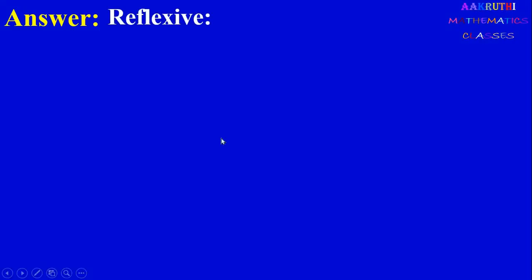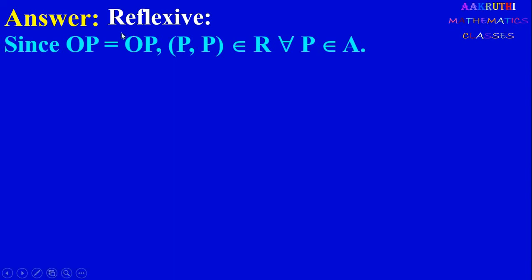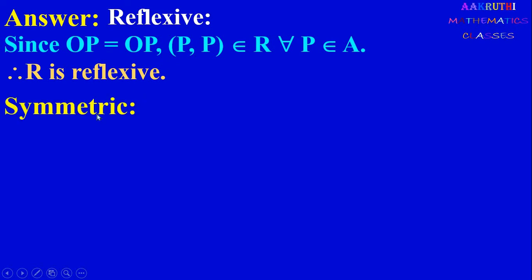First we consider reflexive relation. Now here OP equal to OP. You consider P is any point and the distance of the point P, OP equal to OP. Therefore (P, P) belongs to R for all P belongs to A. Therefore R is reflexive.